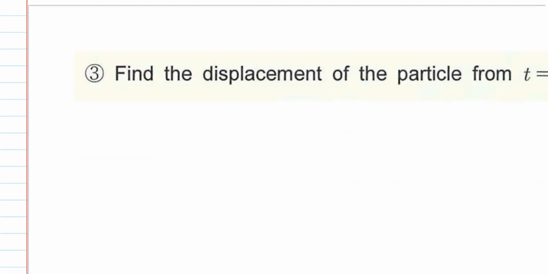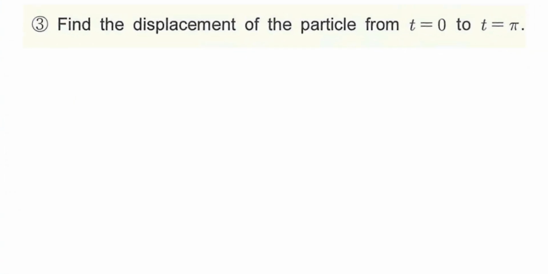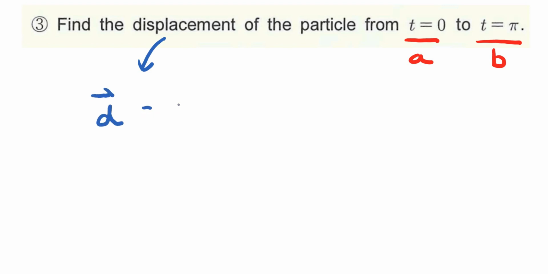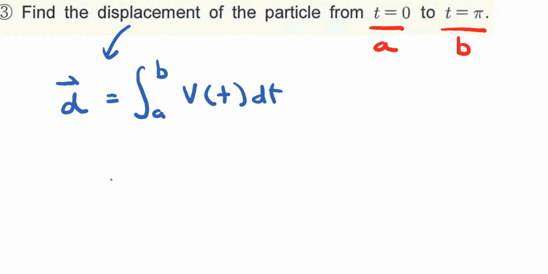Let's move on to question number 3. For question number 3, I need to find the displacement of the particle from time t equals 0 to time t equals pi. So when you're given these time values, this is really your a value and this is your b value for your formula. If you're looking for displacement, displacement has the symbol d with the hat on top, and the formula for displacement is the integral from a to b of v(t) dt. And then all you're doing now is plugging numbers into this formula here.